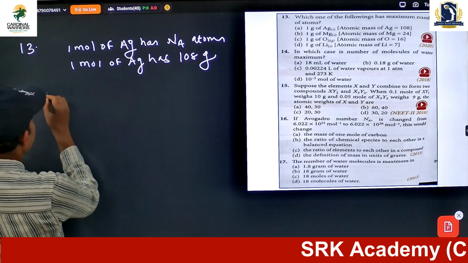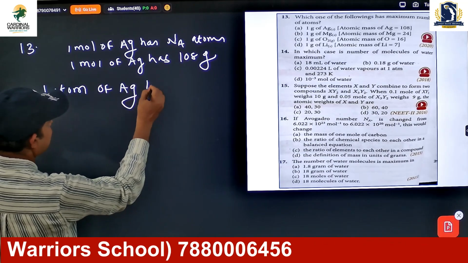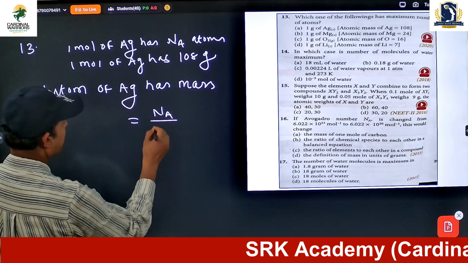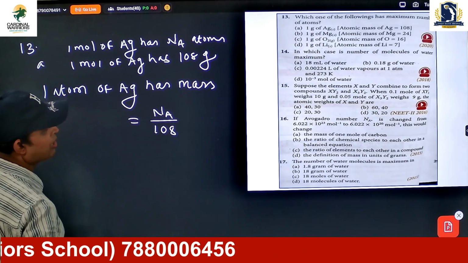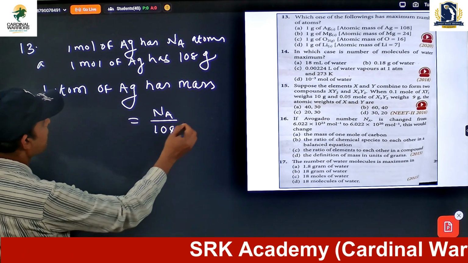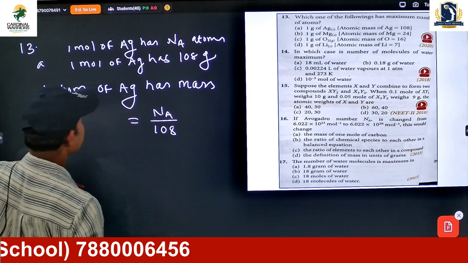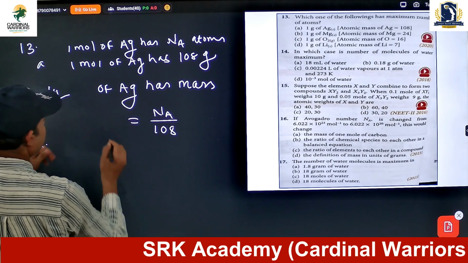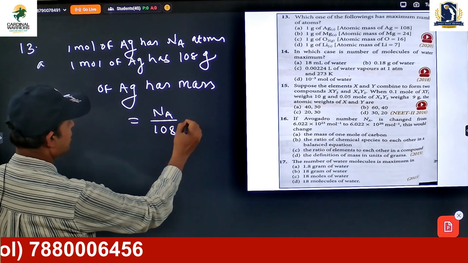So 1 atom of silver has mass equal to 108 upon Na. Similarly, in B, we can find 1 gram of magnesium. Sorry, 1 gram of silver has Na upon 108 number of atoms.